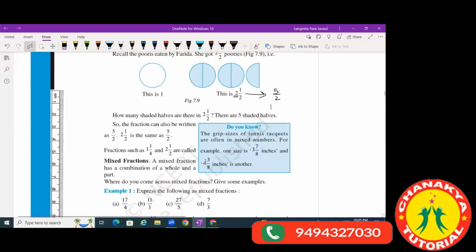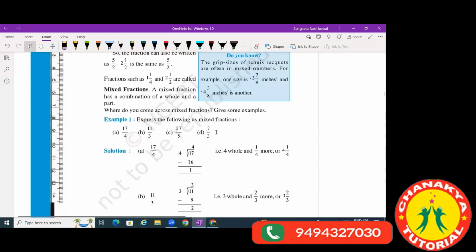So let's convert these fractions to mixed fractions. Can you do that? Just see this. Just a second, children. I'll come in.